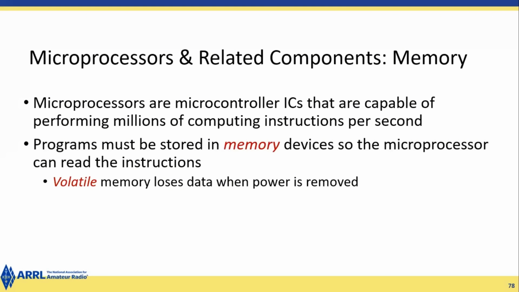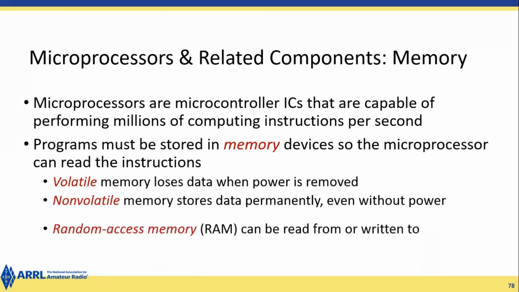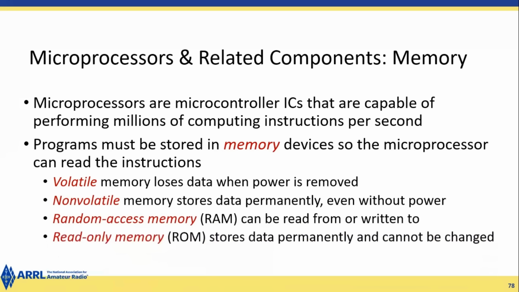There's volatile memory, which loses the memory when the power is removed. There's non-volatile memory, which stores the data permanently even without power. And there's random access memory, which can be read from or written to. Then there's read-only memory, which stores data permanently and cannot be changed.